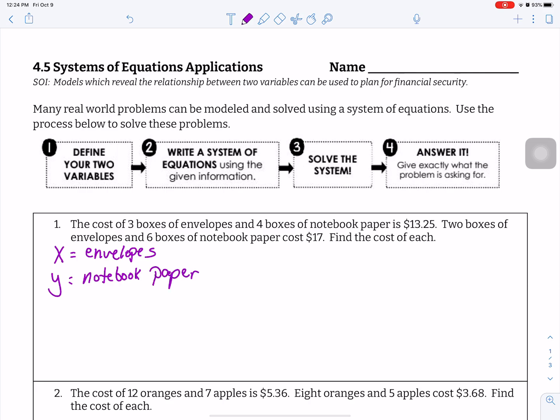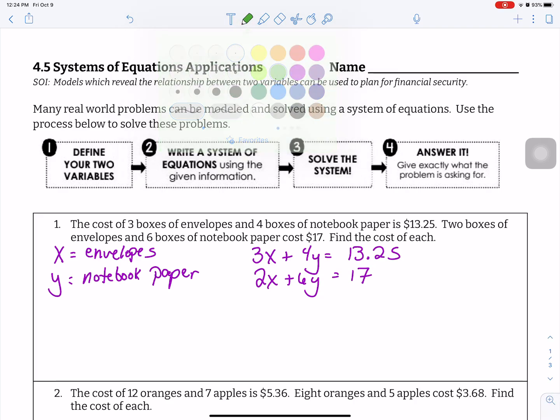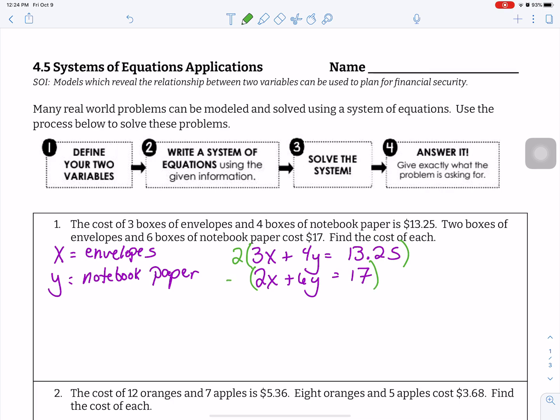And then 3 boxes of envelopes, or 3X, plus 4Y is equal to $13.25. And then 2 boxes of envelopes, so 2X plus 6Y is equal to 17. Most of these are set up that elimination is going to be the best way to solve these. So I'm going to multiply the top by 2 and the bottom by -3. So this is 6X plus 8Y equals 2650.